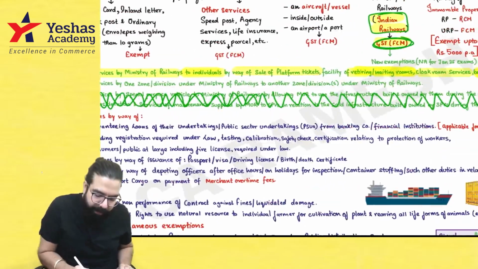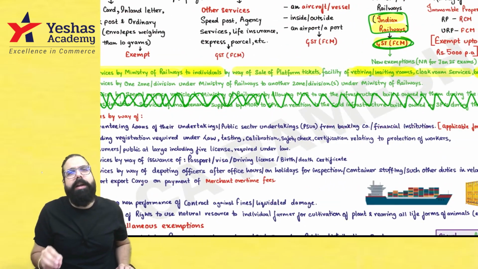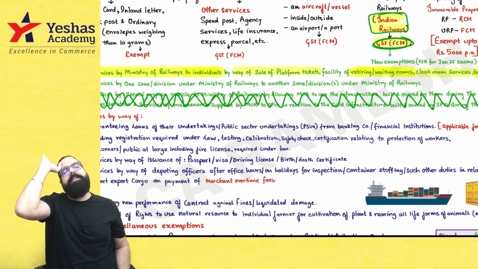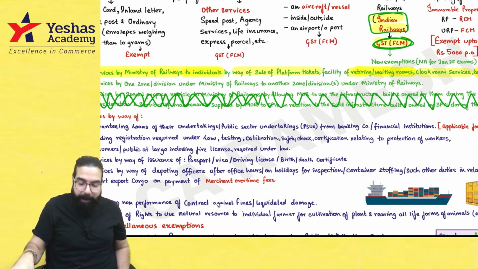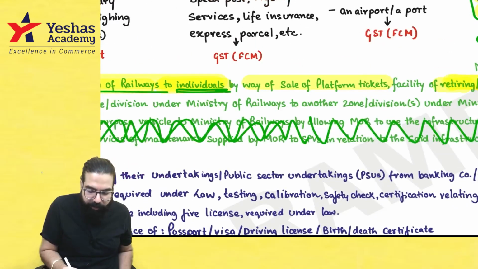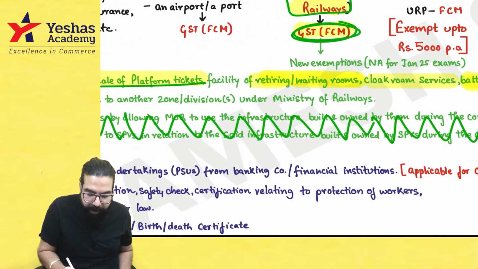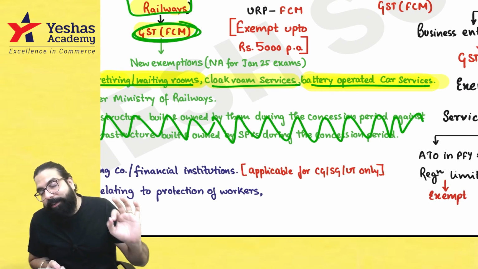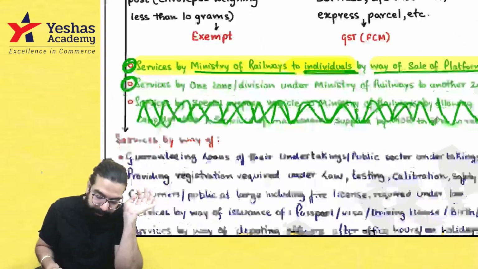But remember one thing, whenever Indian Railways is giving these services, it is exempted. Always remember, any service of Indian Railways is under forward charge. But as an exception to the rule, if the Ministry of Railways is giving services to an individual by way of sale of platform ticket, retiring room, cloak room, battery operated car service, it is exempted. Remember this point, everyone.